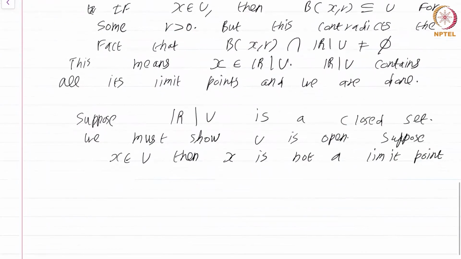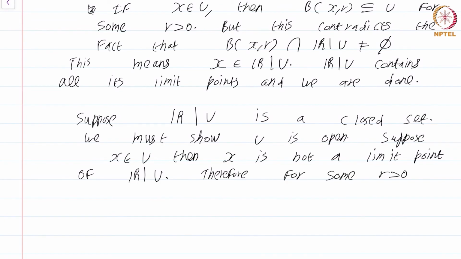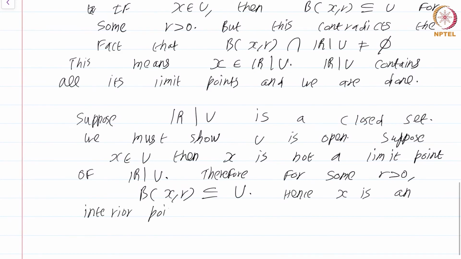x is not a limit point of R minus U, simply because R minus U is closed and therefore it must contain all its limit points. Therefore, for some r greater than 0, B(x, r) must be fully contained in U. Right? This is the only way by which x can fail to be a limit point of R minus U. Hence, x is an interior point of U. And we are done.